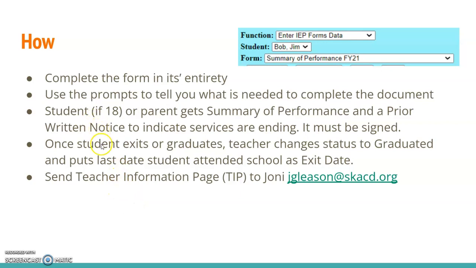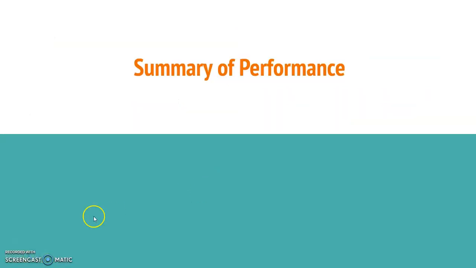And then once the student exits or graduates, the teacher will change their educational status to graduated and put the last date the student attended school as the exit date. And finally, you will send the teacher information page to Joni, our MIS clerk.